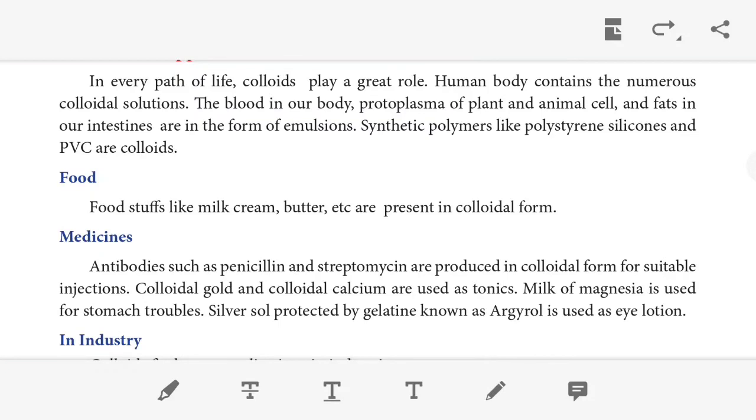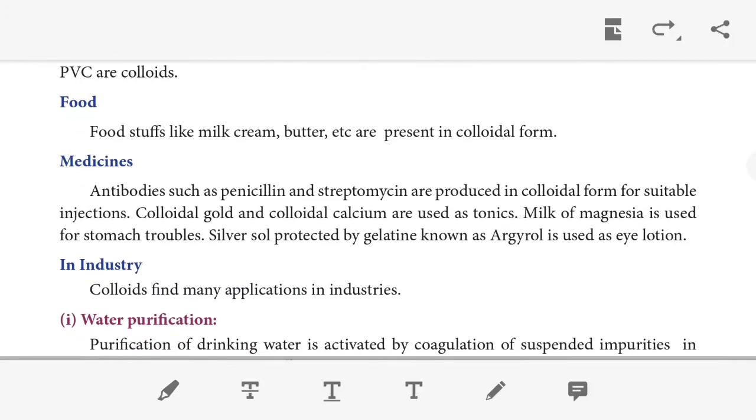Then medicine. Antibiotics such as penicillin and streptomycin are produced in colloidal form for suitable injections. Colloidal gold and colloidal calcium are used in tonics. Then milk of magnesia is used for stomach troubles. Then a silver salt product stabilized by gelatin, known as argyrol, is used as an eye lotion. So these are the ways colloids are used in medicines.